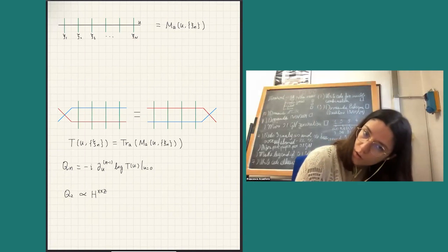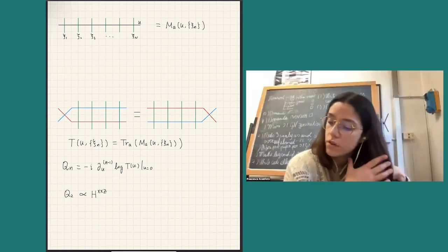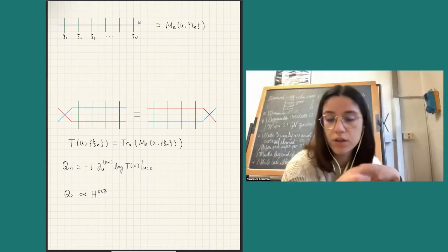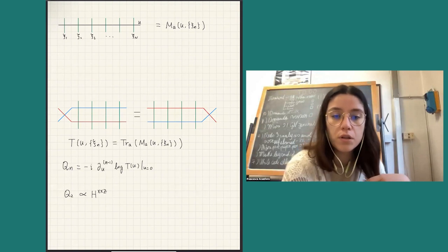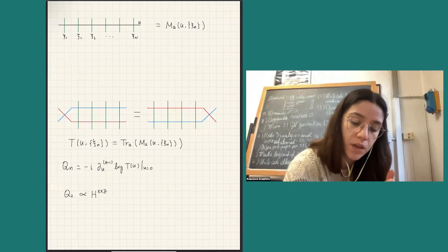Sorry, Yuan, if you allow me, can I ask you a question? Sure, yeah. May you elaborate more on how you can see the correspondence from these R matrices with the scattering process in 2D?